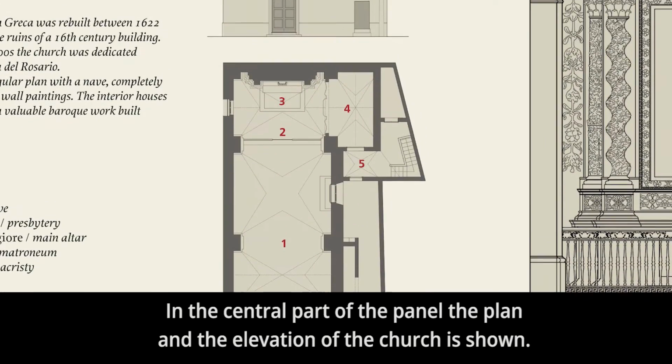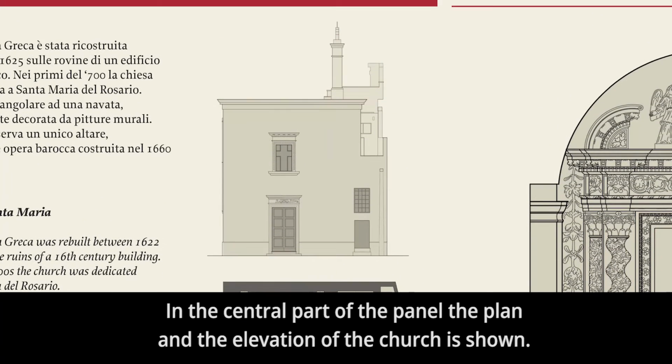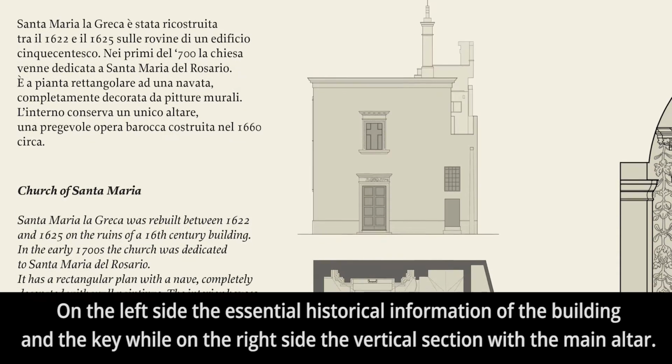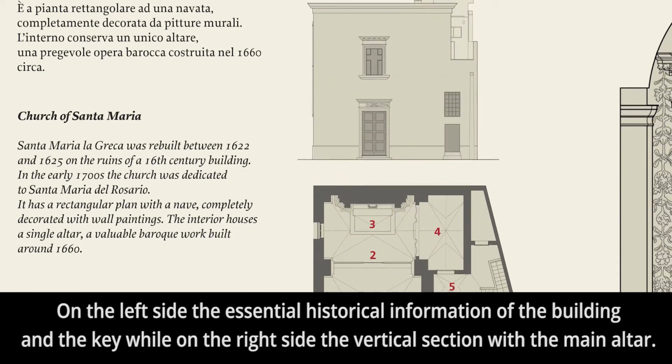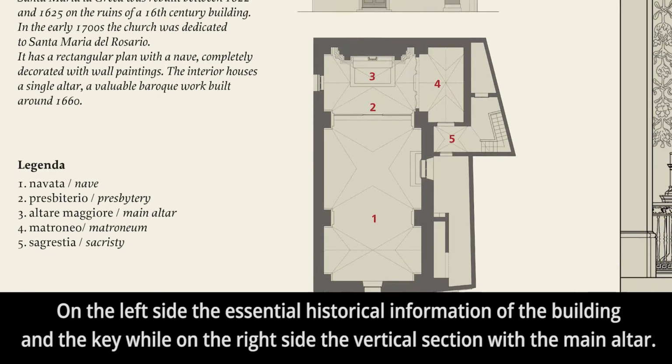In the central part of the panel, the plan and the elevation of the church is shown. On the left side, the essential historical information of the building and the quay, while on the right side, the vertical section with the main altar.